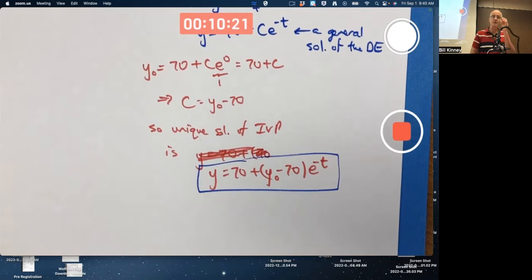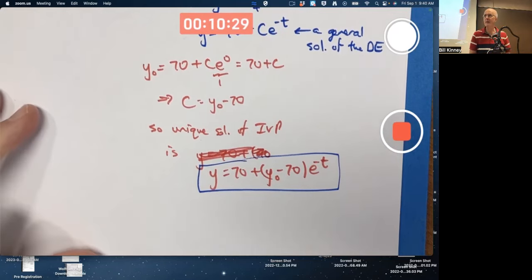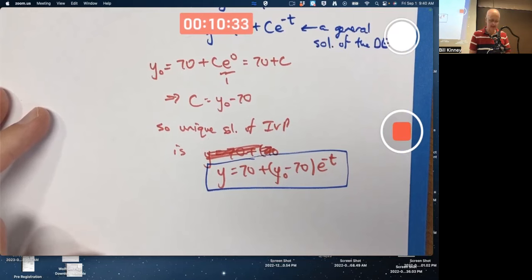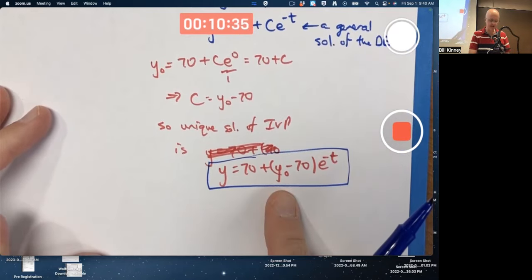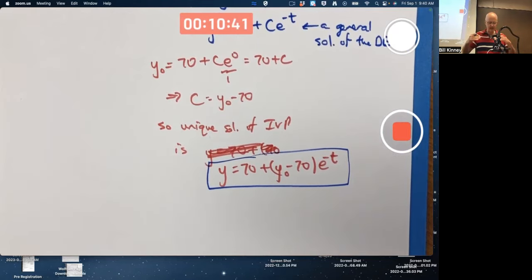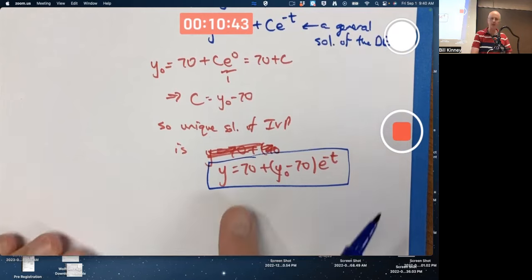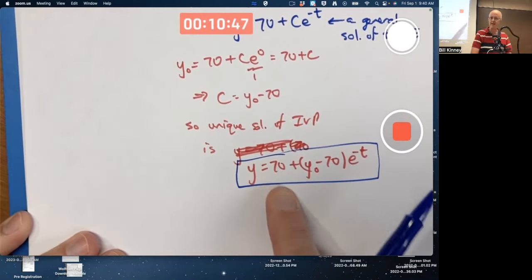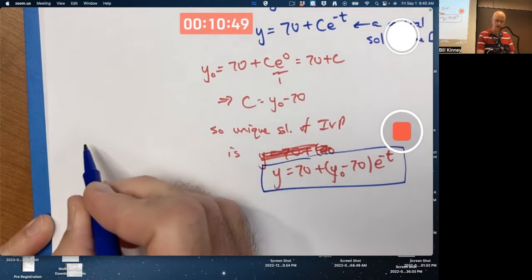Can we graph the solution? Not unless we know what y naught is. Though if it's cooling coffee, y naught would be bigger than 70, right? Like 120 or something. 120 minus 70 is 50. It'd be 70 plus 50 e to the negative t. It's like taking an exponential decay and translating it upwards by 70 units. The graph would have a horizontal asymptote at 70.